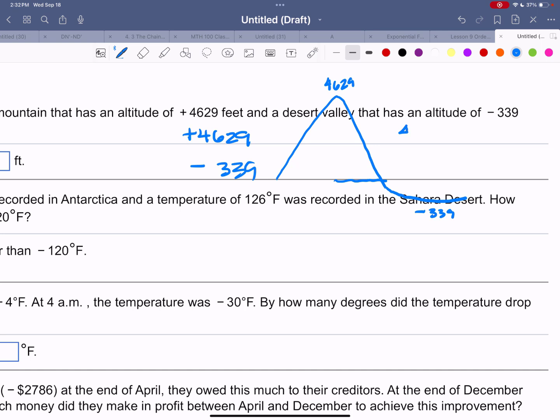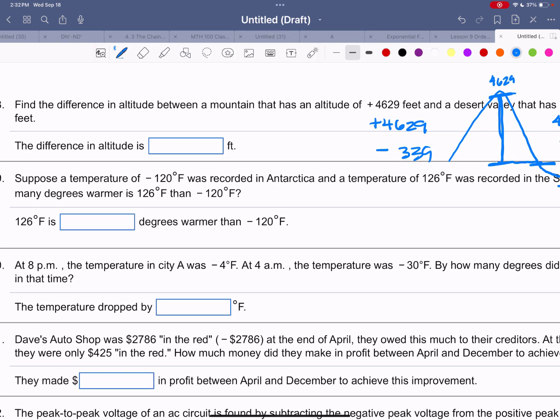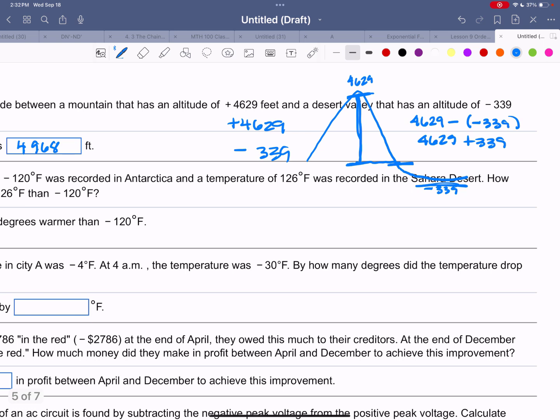So it's 4629. Difference is minus a negative 339. So it actually turns out we have to add these two because we want to know all of this height here plus all of this here. And so that's going to end up being added 4629 plus 339 is 4968. 4968. Now, if you're not careful, you'll just subtract that off and you'll end up here somewhere.